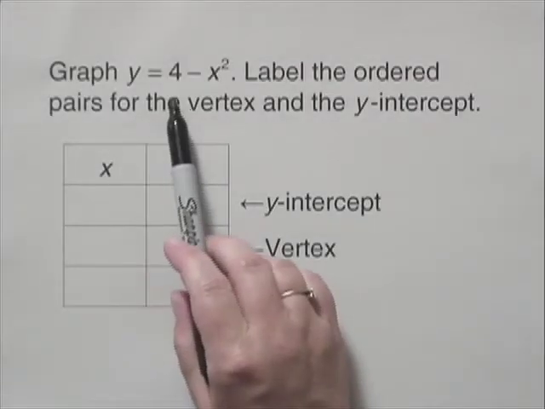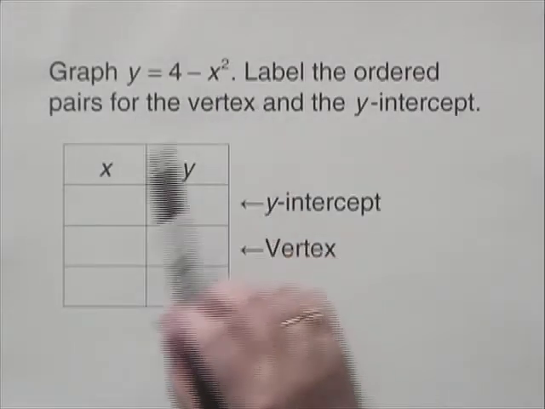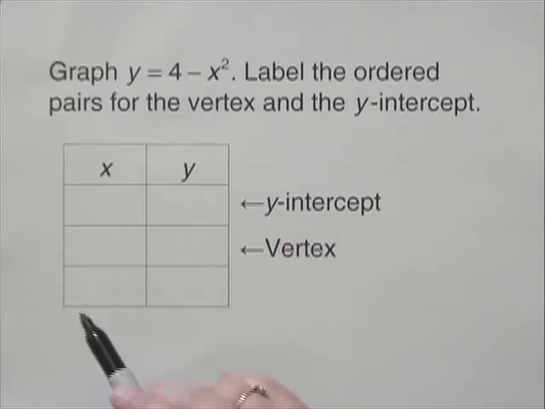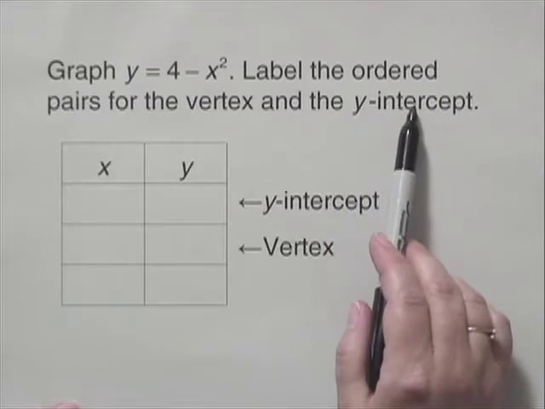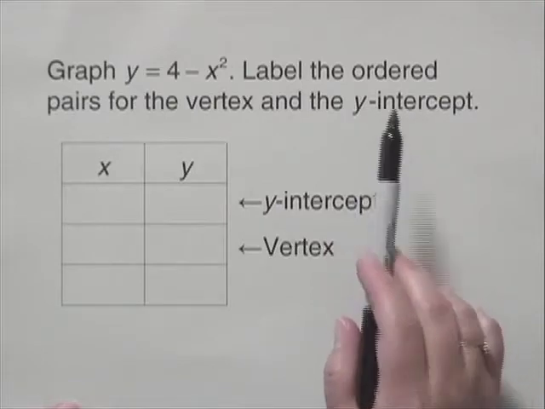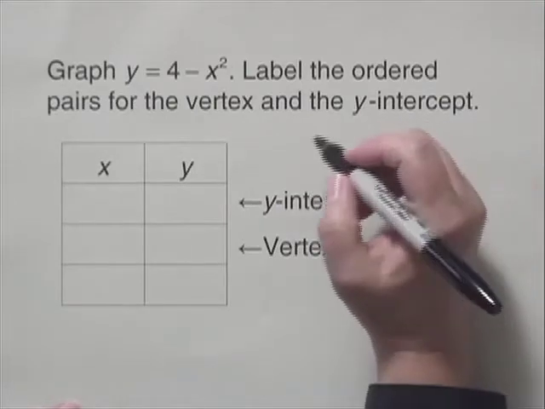Graph y equals 4 minus x squared. Label the ordered pairs for the vertex and the y-intercept. Let's start by thinking about the y-intercept. The y-intercept occurs when x is 0.